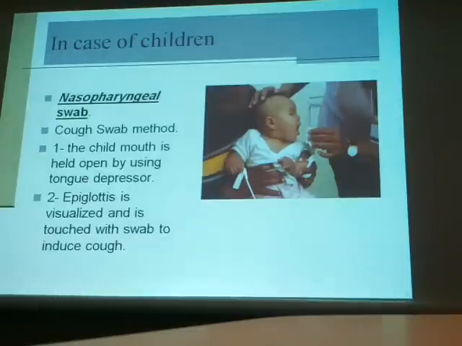Okay, we use a technique which we call the cough swab method. In the cough swab method, we usually touch the epiglottis, so it's an induced cough. We directly put the plate in front of the mouth of the baby and touch the epiglottis, so the baby will cough, and we collect the cough by the plate.